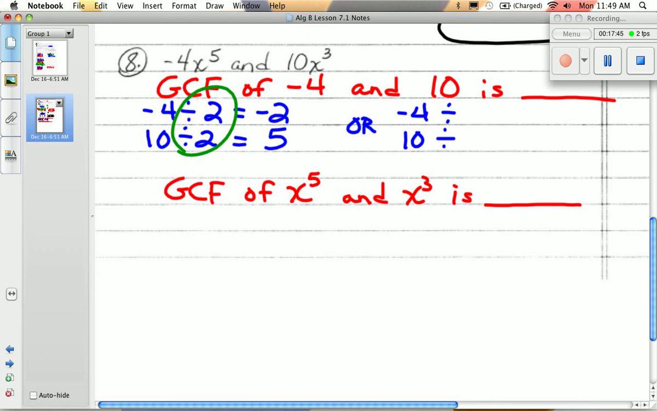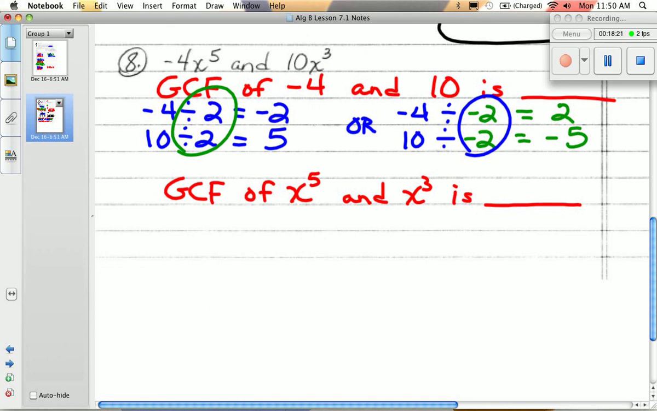But is there also a possibility of dividing by negative 2? Yeah. So sometimes we can also divide by a negative number. Sometimes we don't need to introduce a negative, but this time one of them was negative, so we say, wait a minute, why can't it be negative 2 instead of positive 2? You can. So then what's negative 4 divided by negative 2? Positive 2. And what's 10 divided by negative 2? Negative 5. So this time we divided by a negative 2.